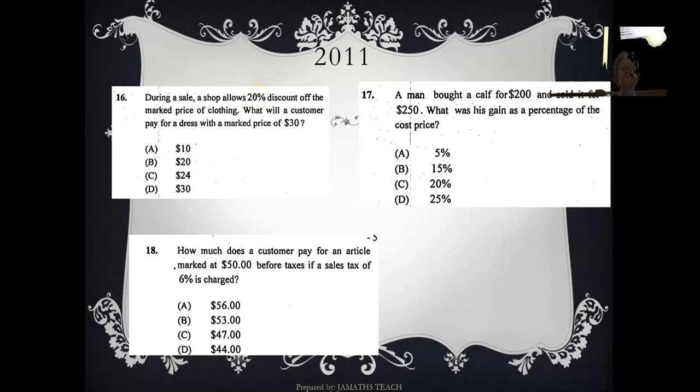So if they're offering me a 20% discount off the original price, that means I would only end up paying 80% of the original price, right? The original price is 100% and the discount is 20%, so 20% from 100%, that's 80%. So it's going to be 80 over 100 multiplied by the marked price, which is 30.